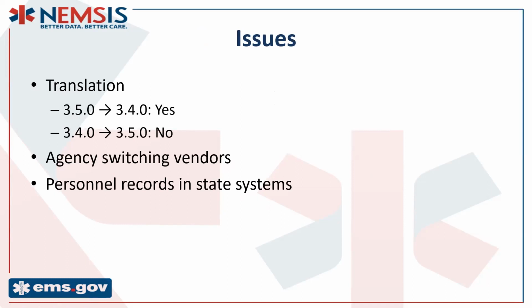There are a few issues to be aware of with the introduction of UUIDs. One is issues with translation of NEMSIS data from one version to another. It will be possible to take 3.5.0 data and translate it to 3.4.0 using an XML transformation. And the NEMSIS TAC will provide those transformation resources. However, it will not be possible to take a record that was created in an earlier version of NEMSIS and translate it up to 3.5.0. At least not through an XML transformation process.